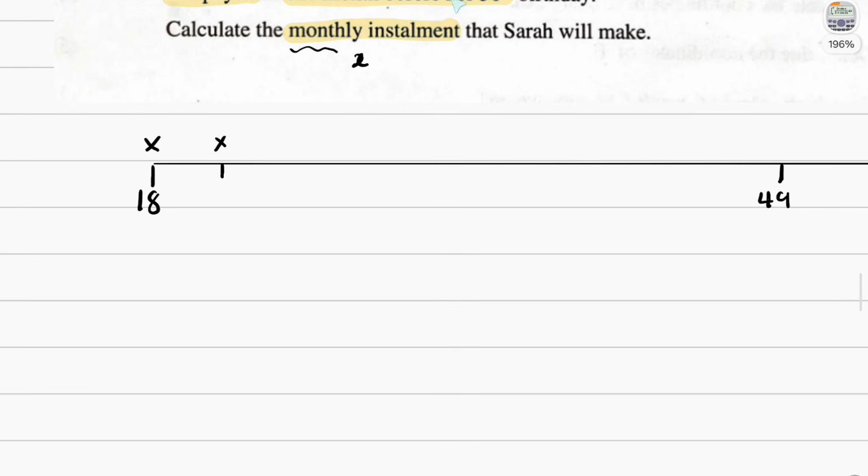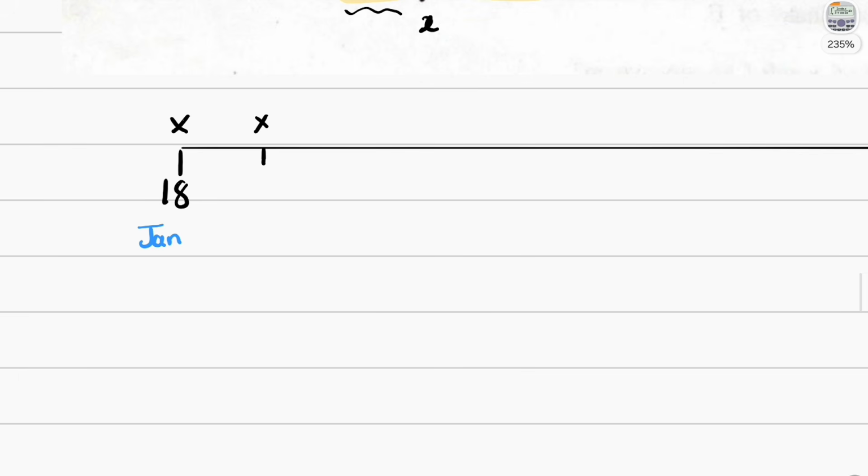So let's just say she was born in January, just to make sense of this. So if she was born in January, then when she turns 18, she makes a payment, and then she's going to make a payment for 12 months. And then when she's 19, this is a new year, okay? So from 18, from January to December, she has made payments. And so that will be a total of 12 payments from January to December.